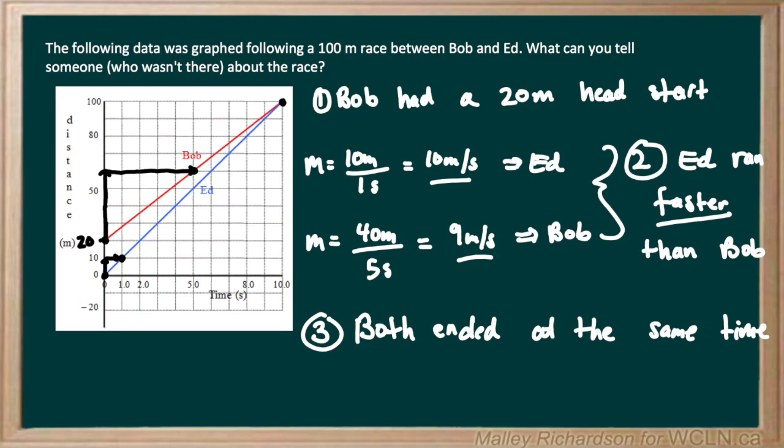So we can tell the person who wasn't at the race that Bob had a 20-meter head start, Ed ran faster than Bob, and both Bob and Ed ended at the same time, so the race was a tie.